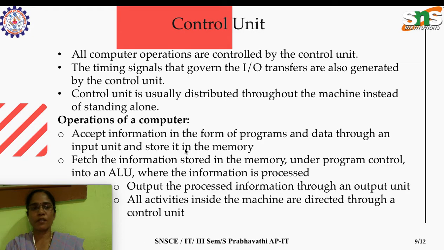The computer system accepts information in the form of programs and data through the input unit or from the memory. After getting the input, it has to be processed for execution. The processing happens in the ALU. Once processing is over, the ALU dispatches the output either to the memory or directly to the output device, and all these operations are controlled by a special unit called the control unit.